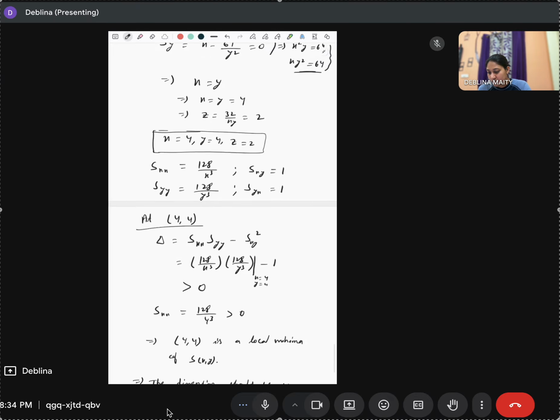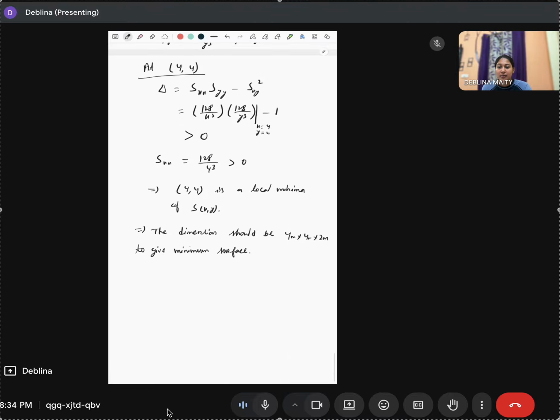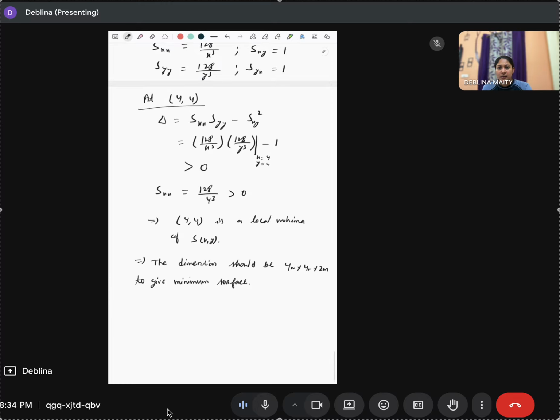So in this session we have discussed partial derivatives, directional derivatives, and maxima and minima of two variable functions. In the next session we will discuss the double integral.